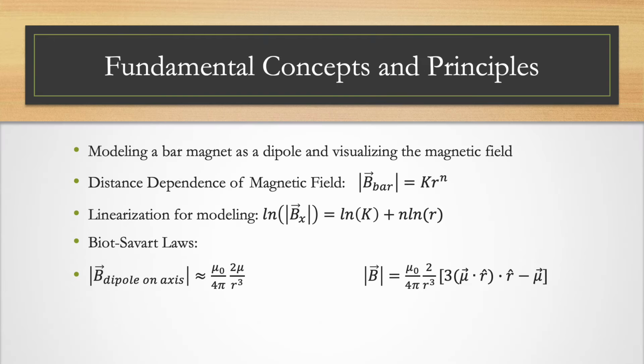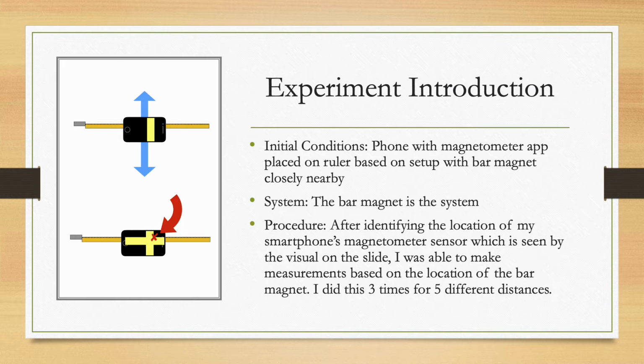The fundamental concepts and principles for this lab are modeling a bar magnet as a dipole and visualizing the magnetic field, the distance dependence of the magnetic field, which is found by this formula, k r to the nth power, linearization for modeling, which is very important for graphing our data, and also the Biot-Savart laws. The initial conditions for this lab involve the phone with the magnetometer app placed on the ruler based on the setup to the left, and also the system, which is the bar magnet.